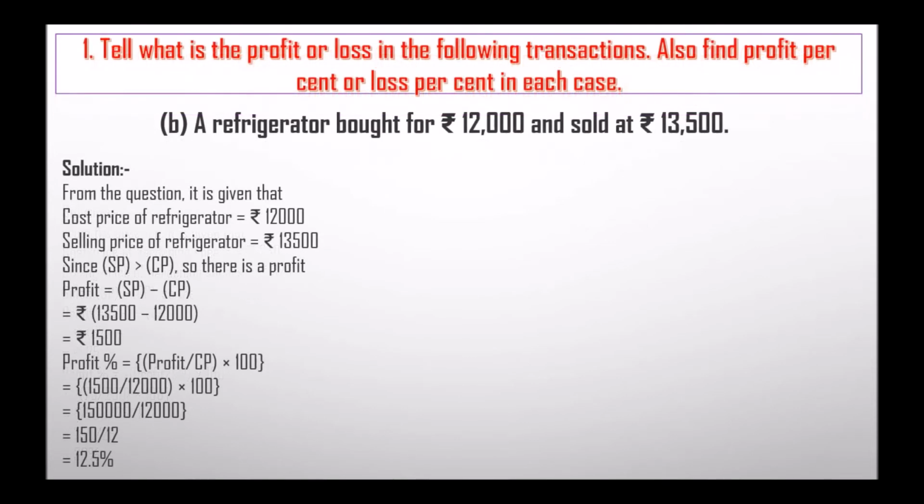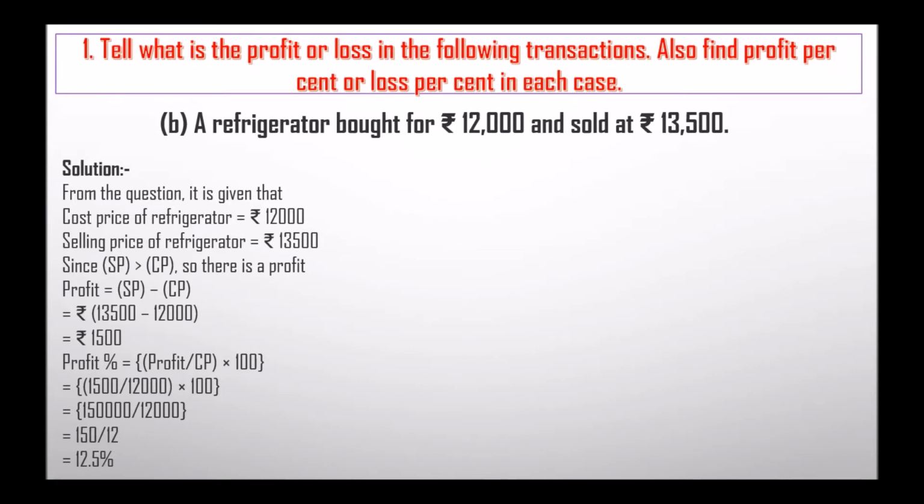Second, a refrigerator bought for rupees 12,000 and sold at rupees 13,500. Cost of refrigerator is 12,000, selling price is 13,500. SP is more than CP, so there is a profit. So profit formula is SP minus CP, that is 13,500 minus 12,000, that is 1,500.